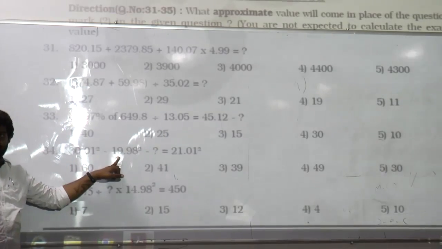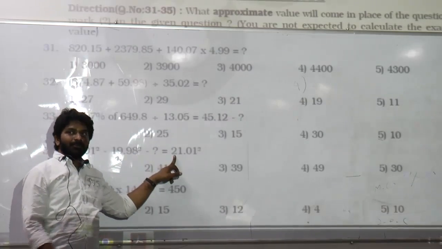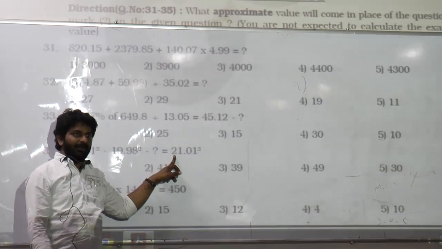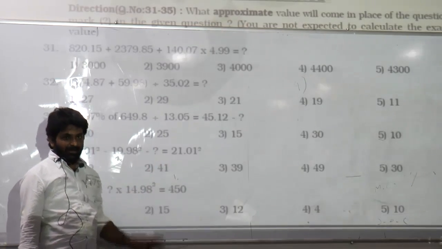900 minus 400, 500. Minus how much is equal to 441? For 441 you can treat as 440. 500 minus 60 will be equal to 440. Answer is 60.